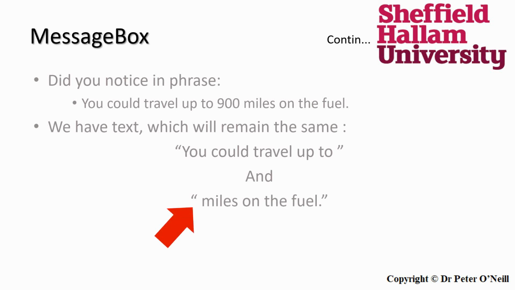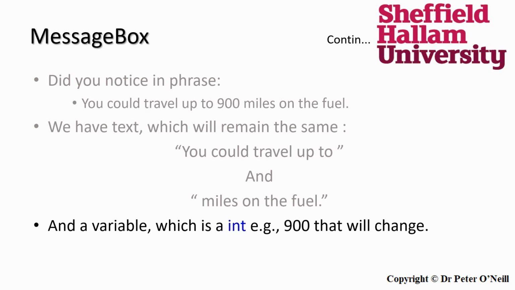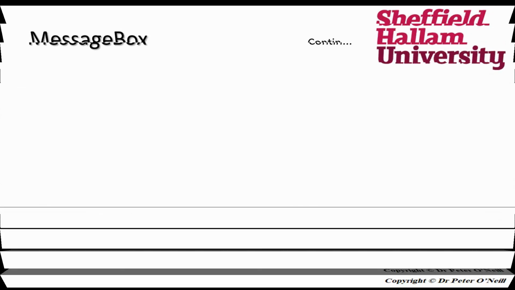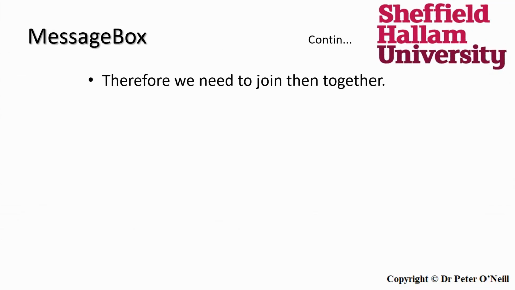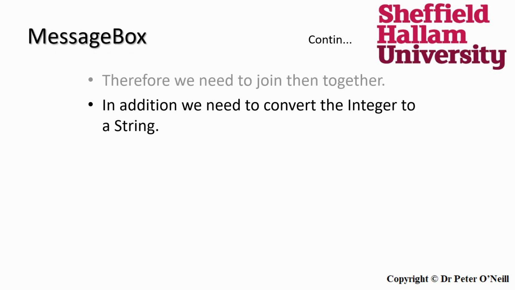What's going to be different is as we drive along in our car, the value of 900 is going to slowly deplete. Okay? So we may have a calculation that's speed and time or whatever, or revs per whatever, that works out how many miles we can do it on. And that will slowly come down. So we could actually create a message box. And it's probably the best way to do this as well. But we will need to join information together. So, in addition, we need to convert an integer to a string.